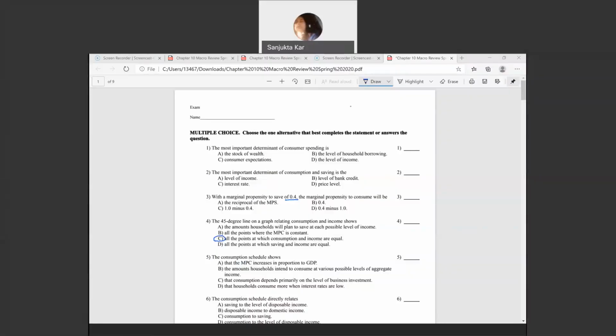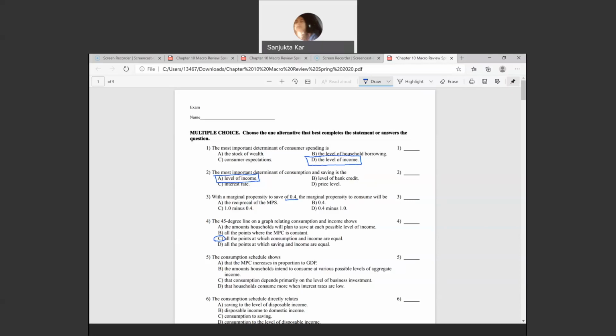Everyone, let's take a look at these questions on chapter 10. Question number 1, the most important determinant of consumer spending is the level of income. Then question number 2, the most important determinant of consumption and savings, this is also the level of income.